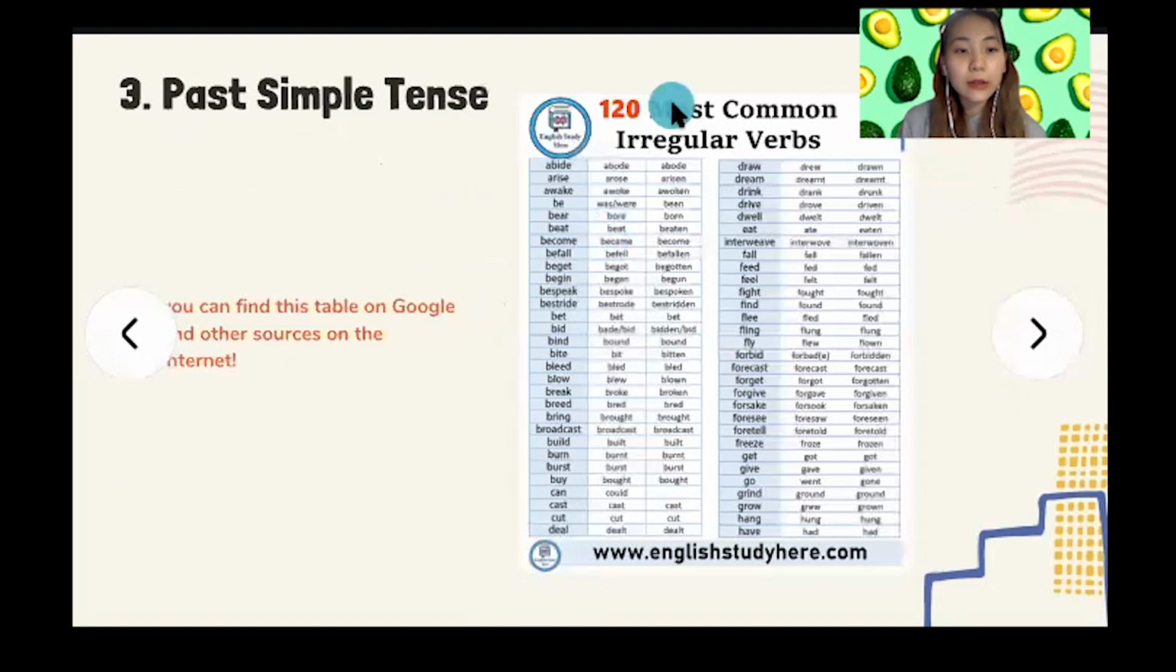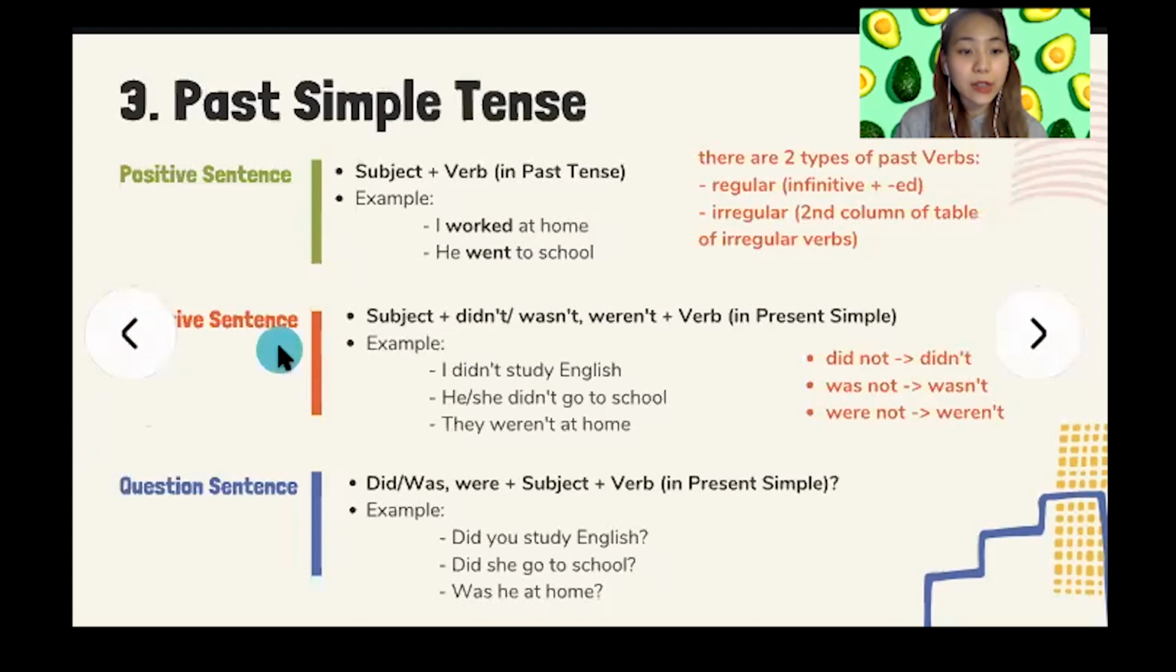This is the table of irregular verbs that are common. And you can easily find this table on Google or any other sources on the internet. Just remember to practice and memorize these irregular verbs, okay? For negative sentence, subject plus didn't. If it is verb to be, it is wasn't or weren't, plus verb in present simple tense. For example, I didn't study English. He, she didn't go to school.